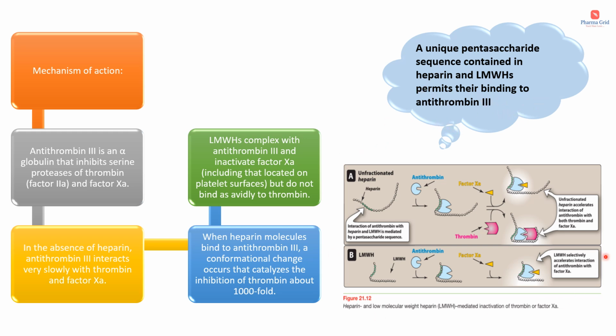Okay, so let's see this diagram so that the mechanism of action will be easier. As I have already said, antithrombin III is an alpha globulin that inhibits the serine proteases thrombin, which is factor IIa, and factor Xa. In the absence of heparin, the interaction between antithrombin III and thrombin and factor Xa is very slow. So let's take the case of unfractionated heparin.